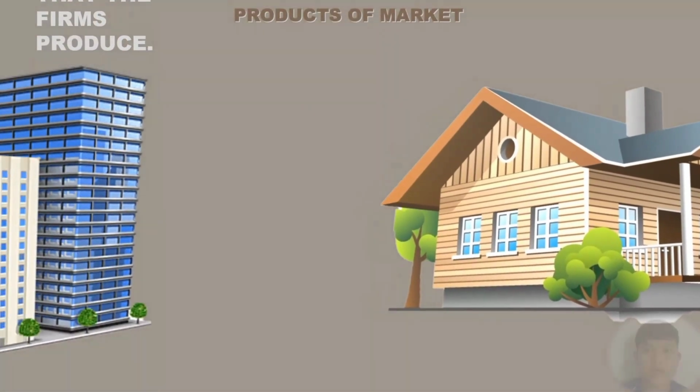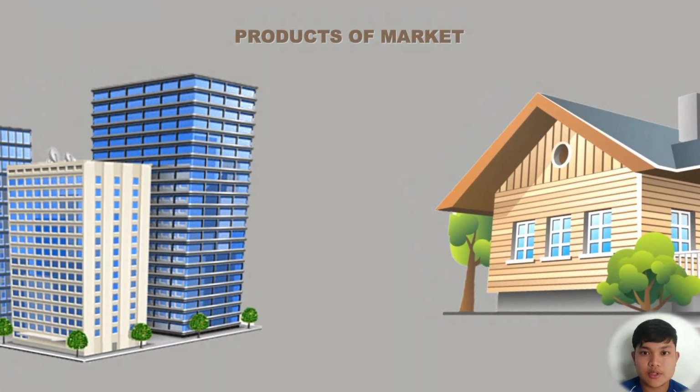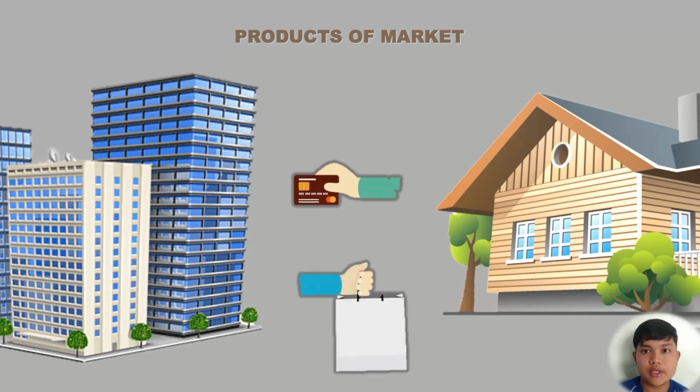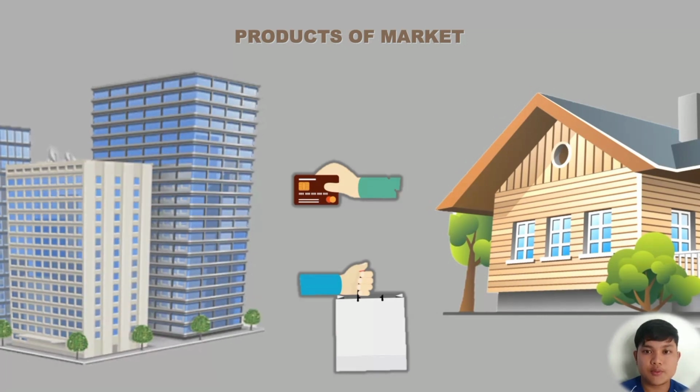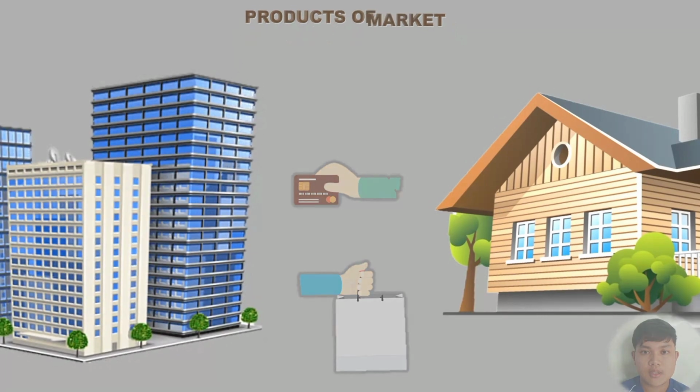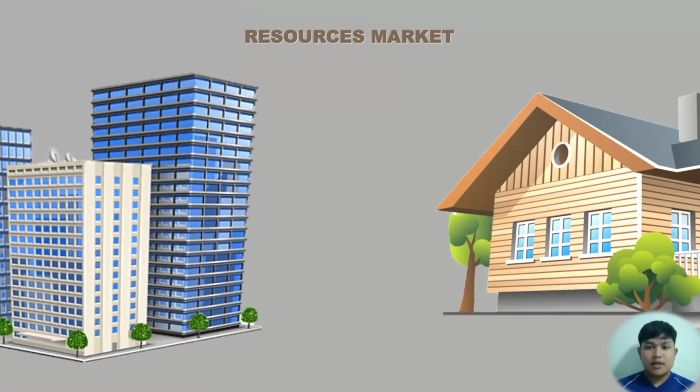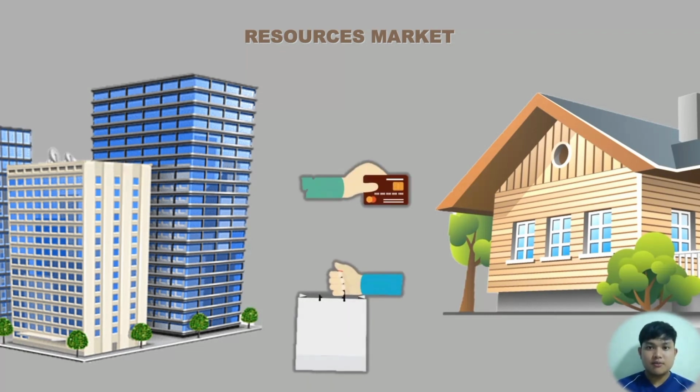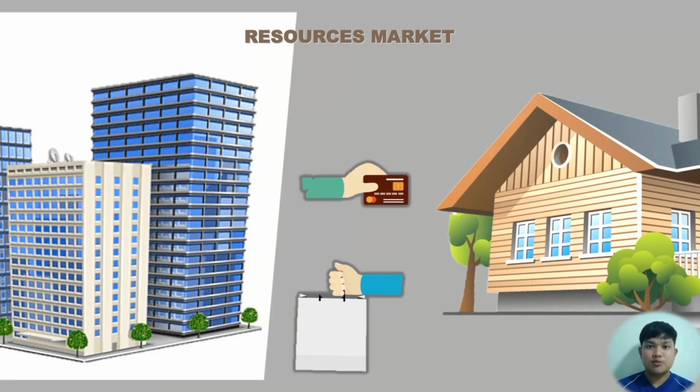Household and firms interact in two types of markets. In the markets for goods and services, households are buyers and firms are sellers. In particular, households buy the output of goods and services that firms produce. In the markets for the factors of production, households are sellers and firms are buyers. In these markets, households provide firms with the inputs that the firms use to produce goods and services.